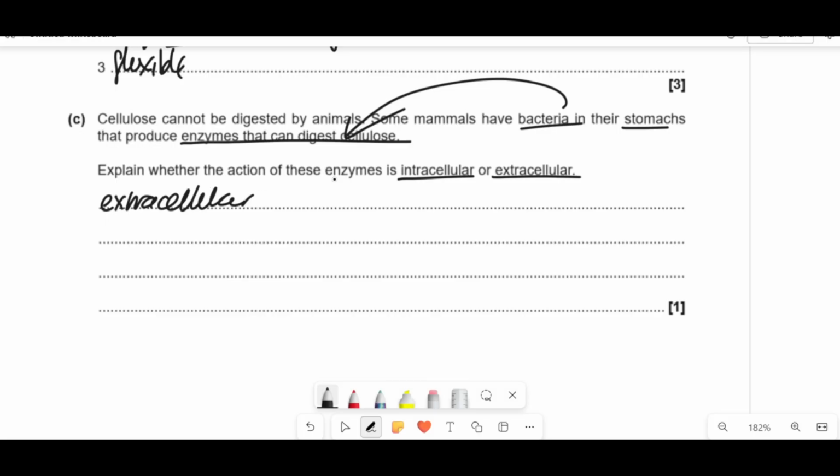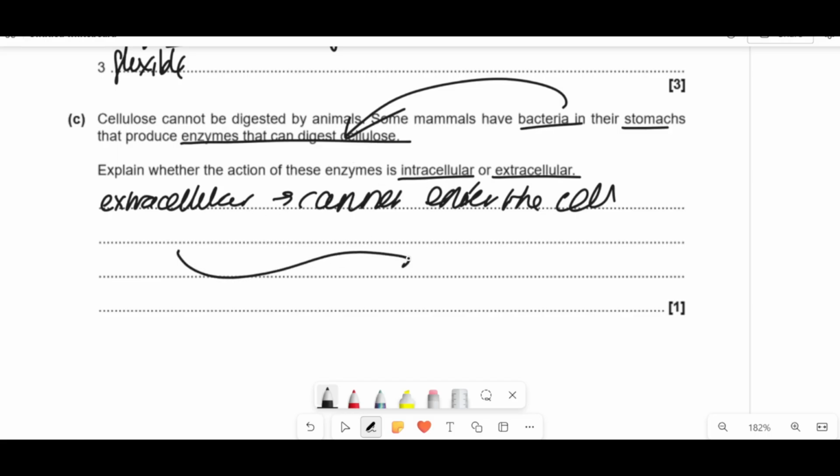Why? Because it cannot enter the cell. Imagine you've got this gigantic cell wall, loads and loads of it, and you've got this teeny bacteria. It can't get in. So what it does is digest it using these enzymes on the outside and then absorb the beta glucose in instead, like that.